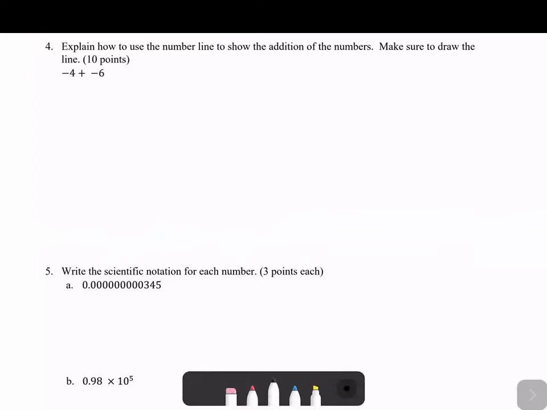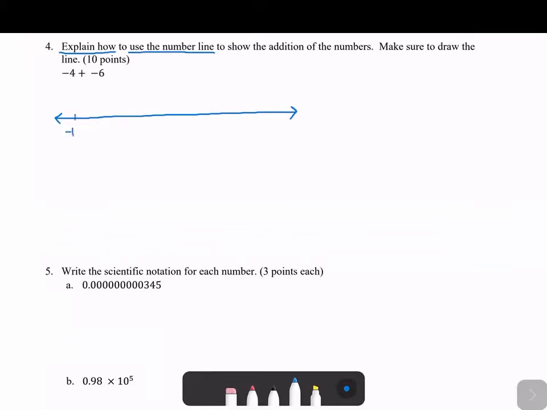So again, it says explain how, which tells you that you need to write the steps. And it tells you to use the number line. So again, you will get points off if you don't explain your steps. And you'll also get points off if you don't use a number line. Okay. So we have this number line, and you should be able to draw the number line pretty accurately because you know what the answer is going to be.